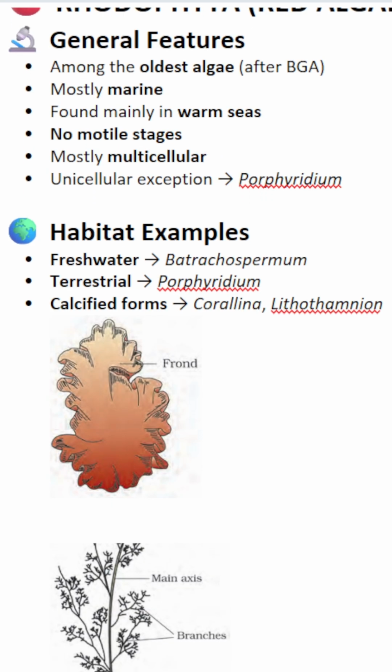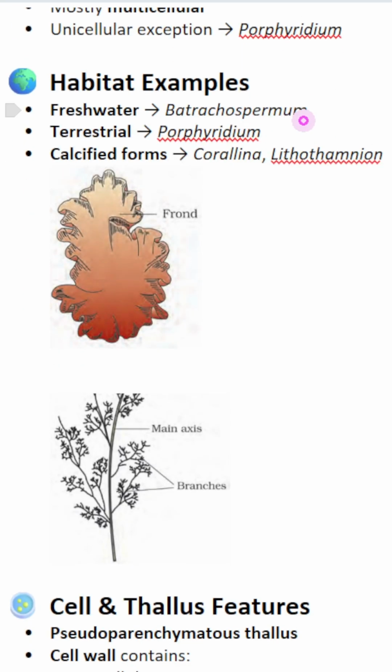And now let's move into its habitat. We find mostly they are marine in nature, but one red algae called Batrachospermum is a freshwater algae, whereas Porphyridium is the only red algae that is terrestrial. And there are certain red algae where calcium carbonate and limestone are deposited on the cell wall, so they are called calcified algae. The best examples are Corallina and Lithothamnion.